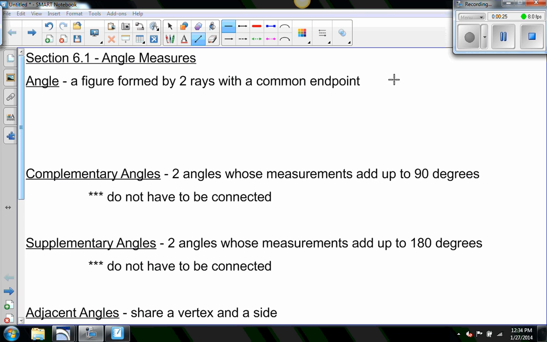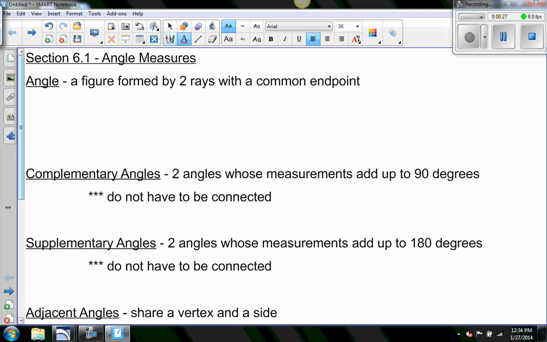And again, if I wanted to name a ray, it has this as a symbol, and it might have an endpoint on the end. So if I wanted to say ray AB, I would put that symbol above the AB, and that would say ray.